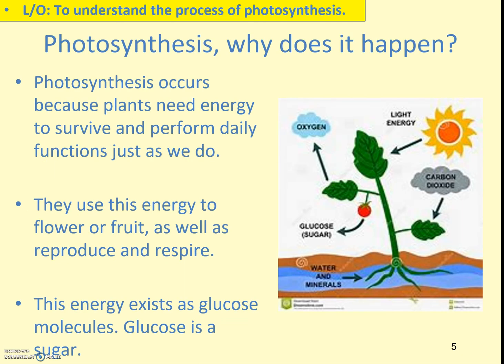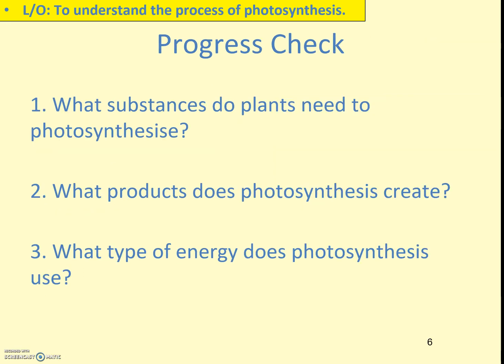So why does it happen? Photosynthesis occurs because plants need energy to survive and perform daily functions just as we do. They use this energy to flower or fruit as well as reproduce and respire. This energy exists as glucose molecules. Glucose is a sugar.